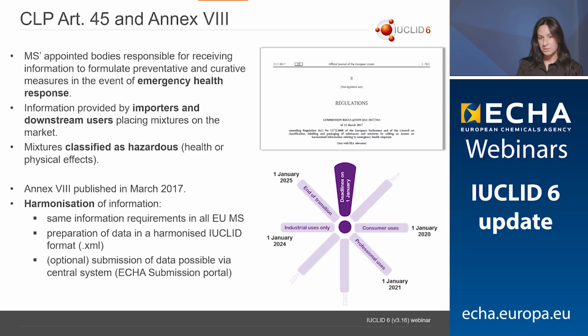Now, Annex VIII to the CLP regulation, which was published in March 2017, clarifies that this kind of information has to be provided in a harmonized way, meaning that the same information requirements have to be submitted to all EU member states. The information has to be prepared in a harmonized format, which is the XML format, the Euclid format.